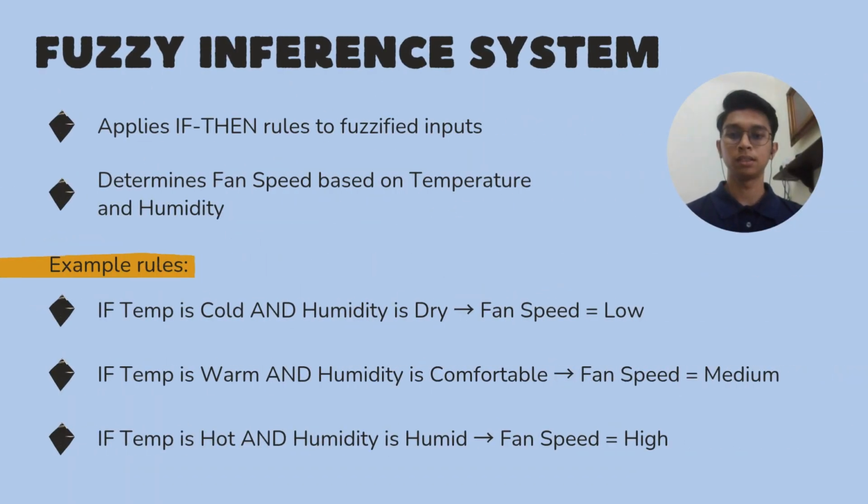The fuzzy inference system uses a set of if-then rules to process the fuzzified inputs. It looks at combinations of temperature and humidity to decide the output, which is fan speed. For example, if the room is cold and dry, the fan speed will be low. If the temperature is warm and humidity is comfortable, the fan runs at medium speed. And if it's hot and humid, the fan speed is set to high. This rule-based logic mimics how humans make decisions.